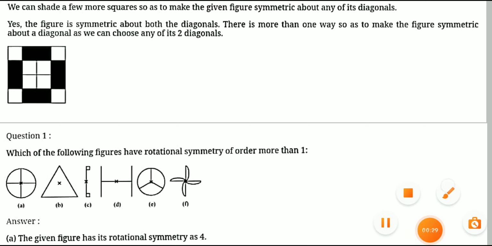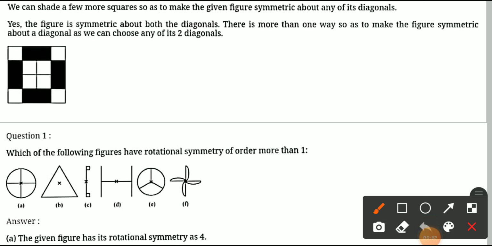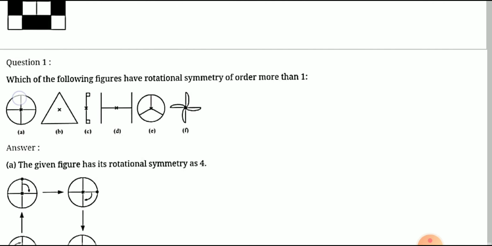How to do this? To understand rotational symmetry of order more than 1, mark a dot on any of the points. Here I marked here, here, here, here, and here. Then afterward, rotate your figure, and see how many times the figure looks the same or identical. Let's see the first part.